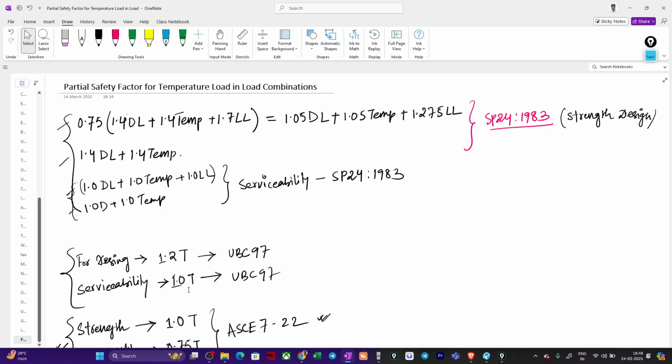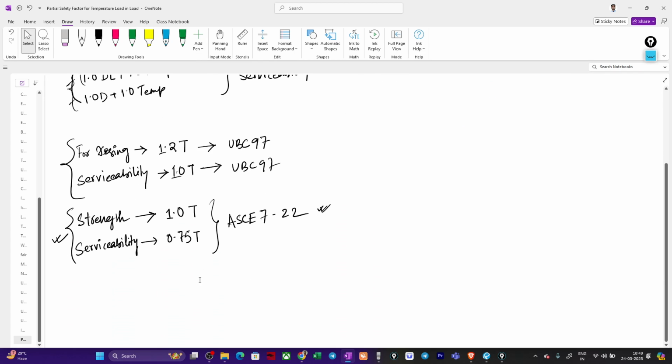Thank you, and I hope this session will help those who are in a dilemma, because we all are in a dilemma about what we should take. So maybe we can get some conclusion from this, and we can at least start with some base values, taking these base values for the partial safety factor for temperature loading.